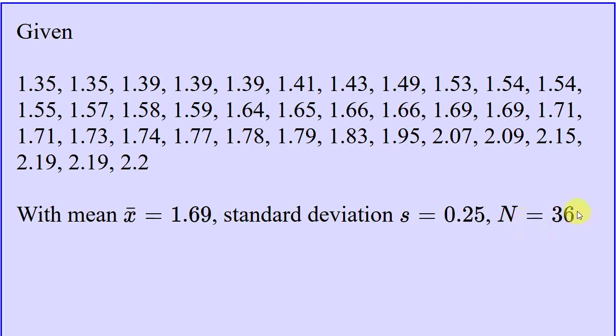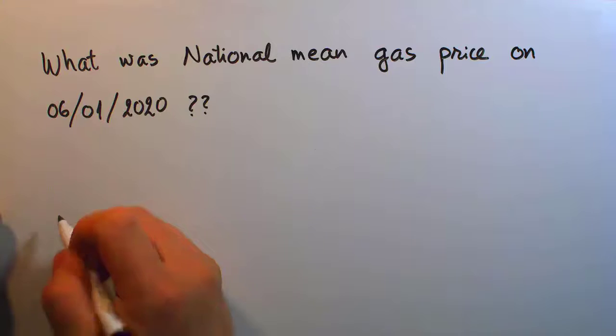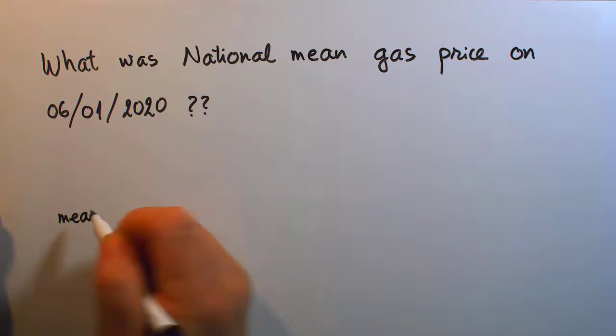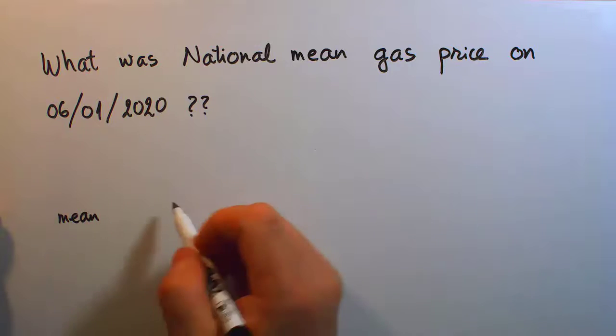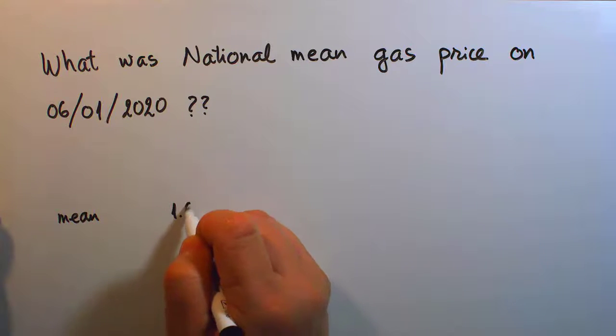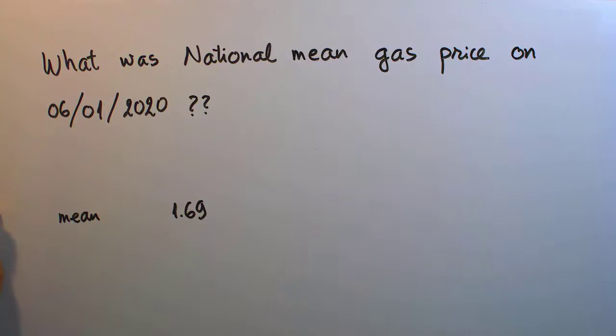After I had my collection, I calculated a mean value. I calculated a mean value of 1.69. And optionally, I have my quick calculator that's strong enough to give me a standard deviation value. So 0.25. So I thought I found the answer to this question. The mean gas price on that day, June 1st, 2020, was $1.69, according to what I had on my screen that I showed just earlier.